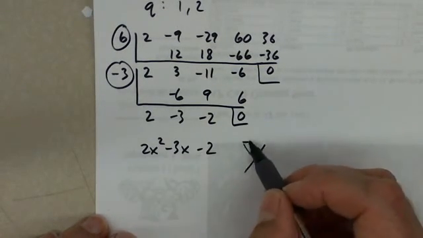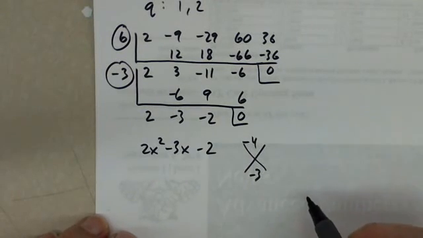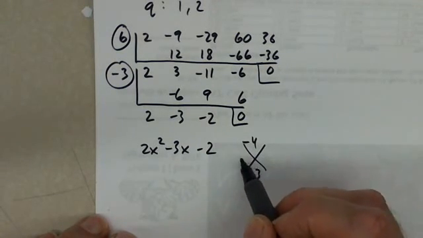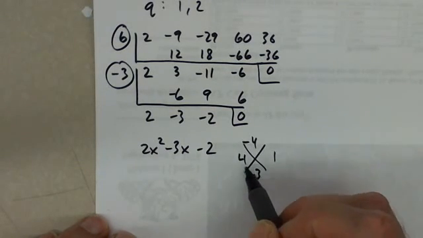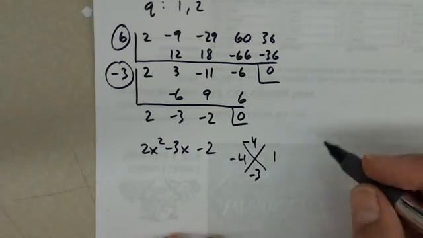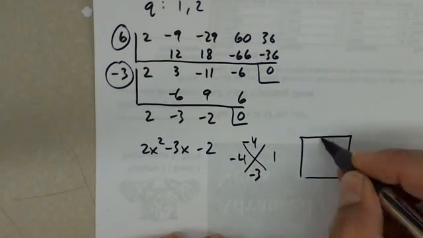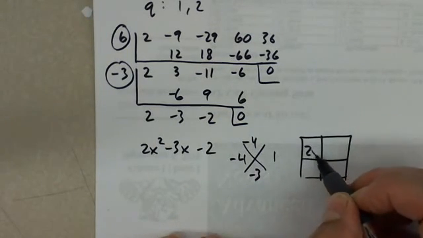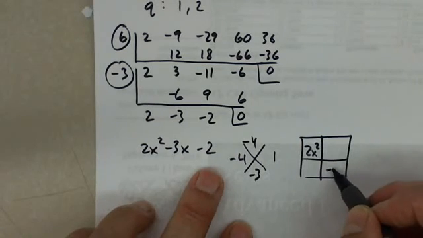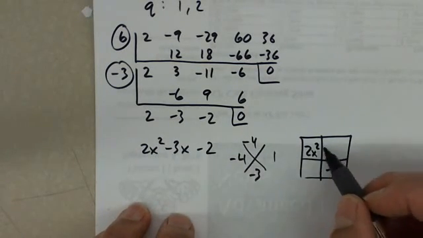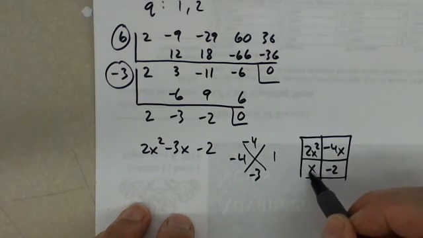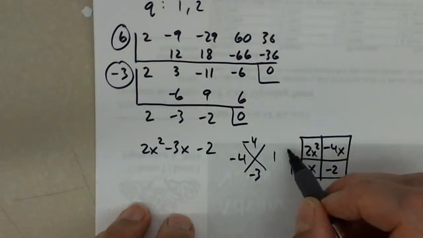Maybe I can do this now without such big numbers. And we're going to go 1 times 4 to get that. It has to add to get -3. So we'll do that, and then we'd go 2x squared minus 2. So the first and the last, and then negative 4x and x. Factor out this way.